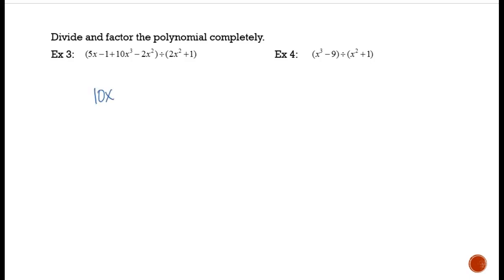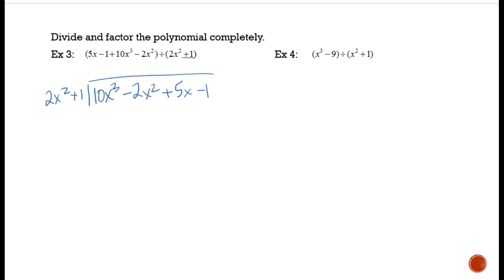So I'm going to put 10x cubed minus 2x squared plus 5x minus 1. So notice it goes 3, 2, 1, 0. Okay, that's what I want. And then I'm going to divide by what's on the second polynomial. So 2x squared plus 1. All right, so then we're going to walk through the same process as before.